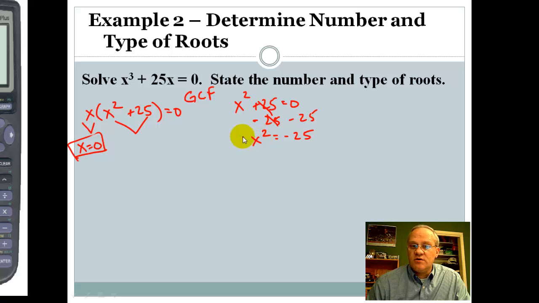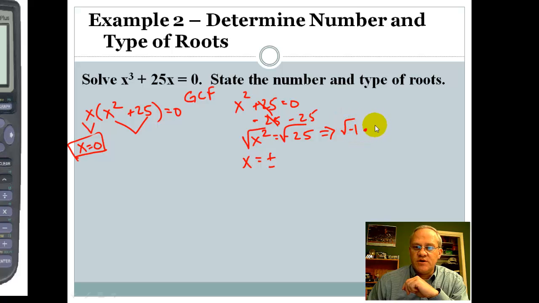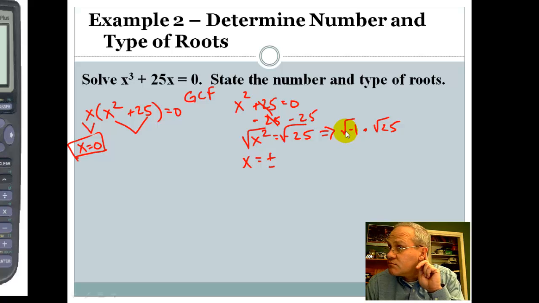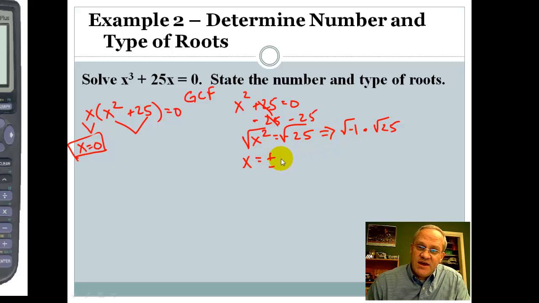To undo square, we take the square root. Remember, when you take the square root of both sides, you always end up with a plus or a minus. And now 25 is a perfect square, but we got this negative in here. So remember, this is really, I'm just going to do a side arrow here. This is really like the square root of negative 1 times the square root of 25. And so what's the square root of negative 1? Did you say i? That is correct. So this becomes i, and the square root of 25 is 5. So in other words, 5i.